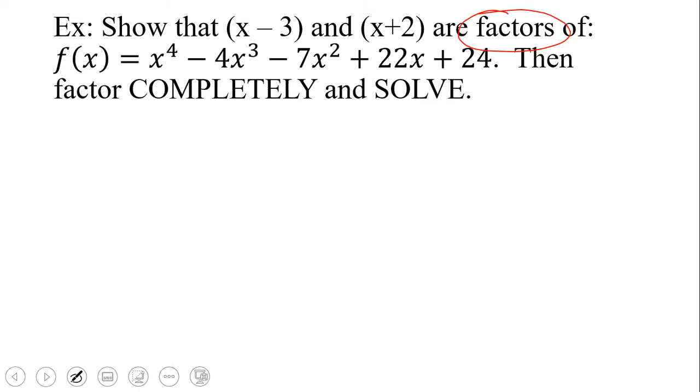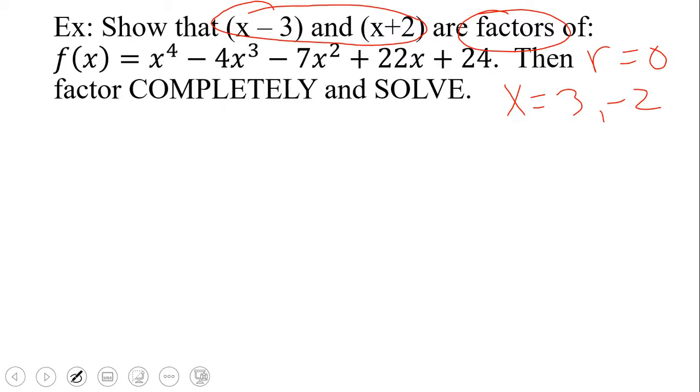So first of all, the fact that I say show that they are factors means they are. So you know that they should divide in evenly, which means you should get a remainder of 0. If you don't get a remainder of 0, then you know that you're doing it wrong. Second thing that you should notice is that they are giving you these as factors, which means when you go to do synthetic division, you have to reverse the signs, which means the x values in question are actually 3 and negative 2.